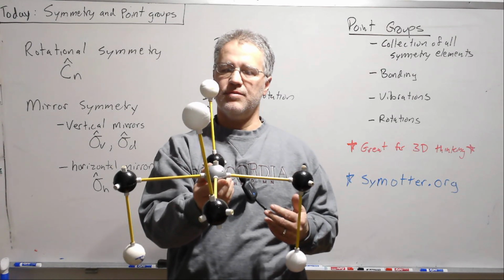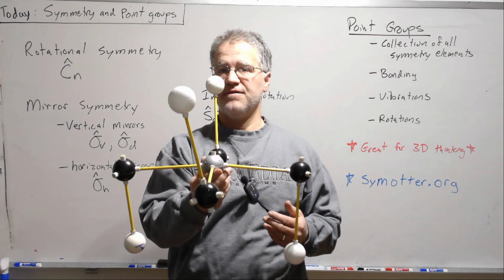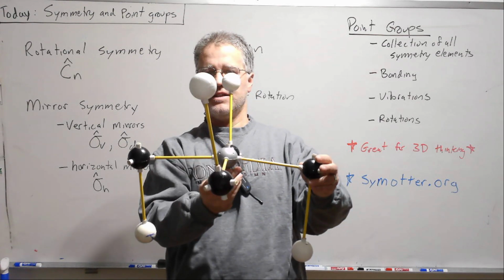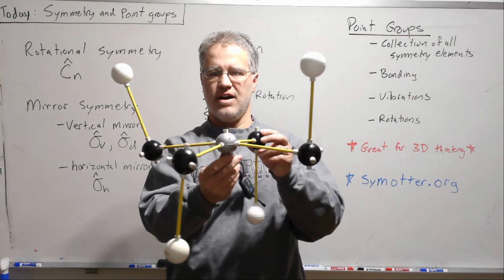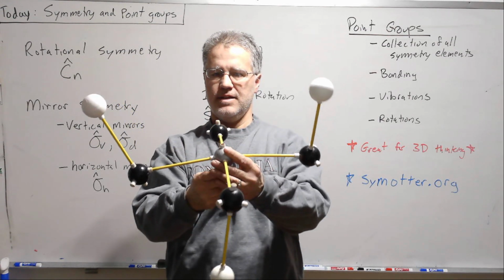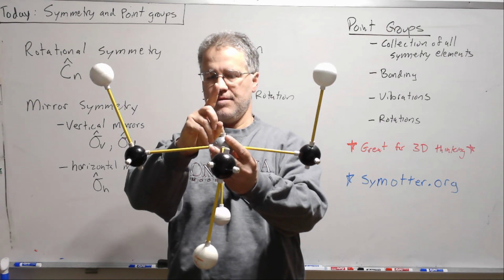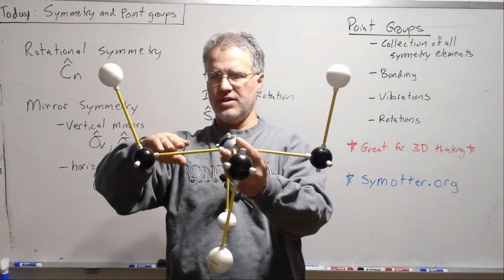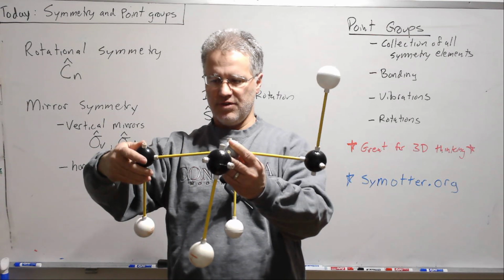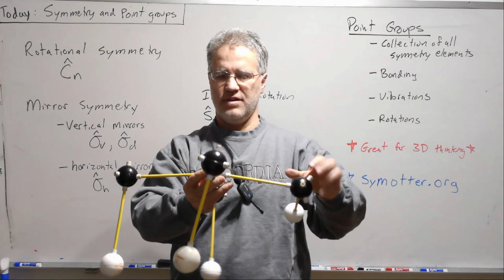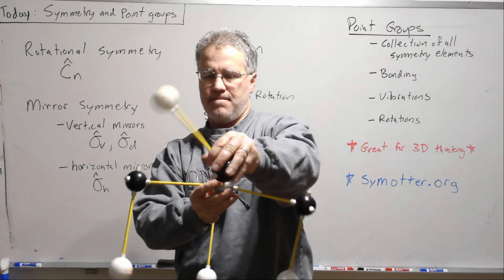So there's C2 symmetry. But this has S4 symmetry because if I make a fourth of a turn, and then here's the axis that I'm turning on, if I make a horizontal mirror, then that will reflect these guys down and these guys up.